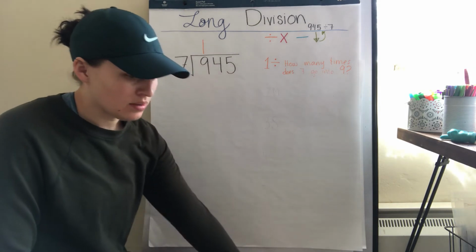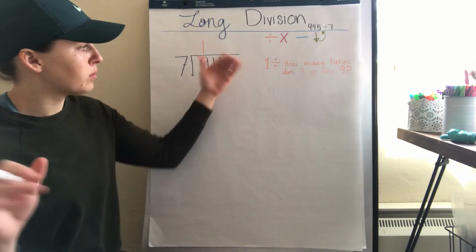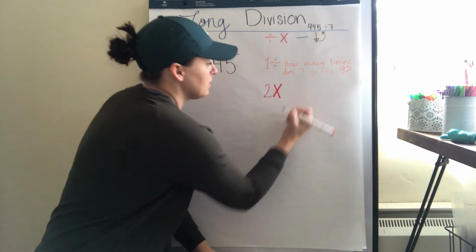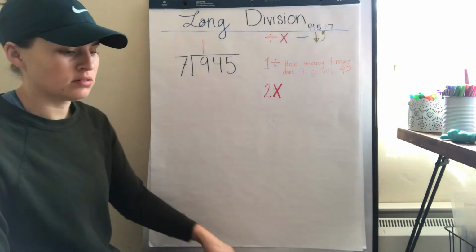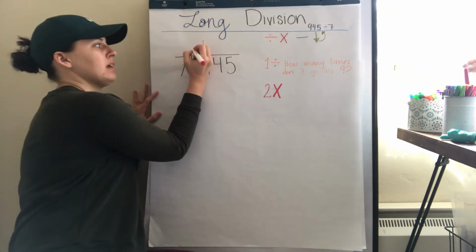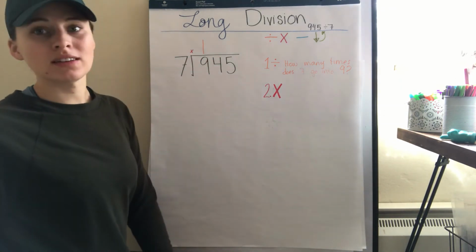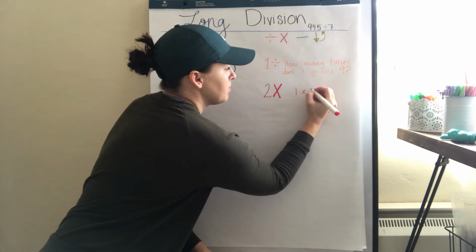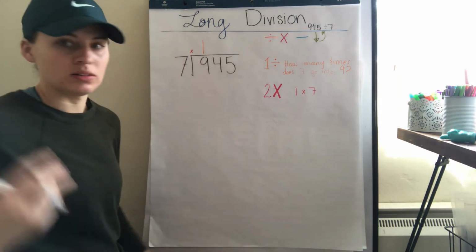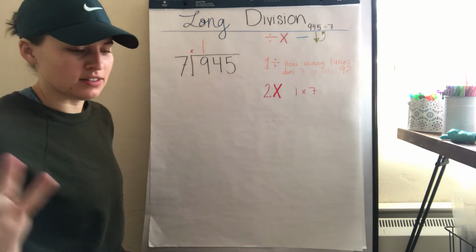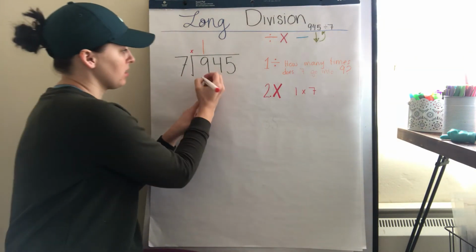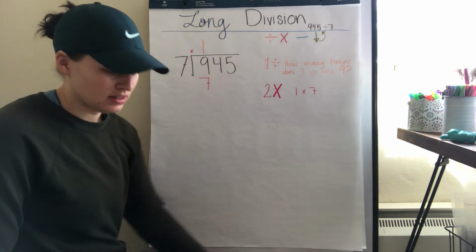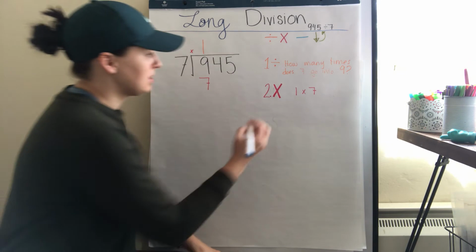So our next step, since we did divide, we're done with divide, we move on to multiply. And now we need to multiply 1 times 7. And I always put a little multiplication sign right there to remind me. 1 times 7. And I'm going to write it here. And what is 1 times 7? 7. And we write it right underneath our 9. And that's multiply.